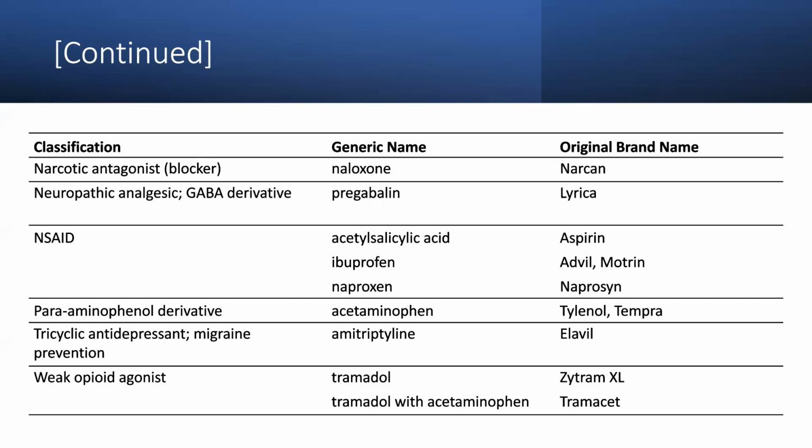We can use tricyclic antidepressants as well for migraine prevention, for example the drug amitriptyline, which is Elavil. Then we also use the weak opioid agonist tramadol, and tramadol with acetaminophen.